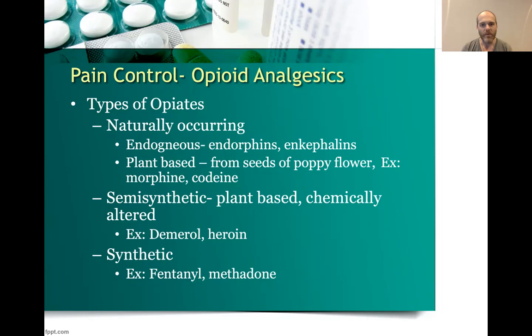So we do make those inside of our body, and we do have cell receptors for opiates inside of our body. The other naturally occurring ones are from plants, especially from the seeds of the poppy flower. And that's where we get our medications, morphine and codeine, from. So believe it or not, morphine and codeine are not synthetic. They're actually naturally occurring. But they are purified before we use them as medication.